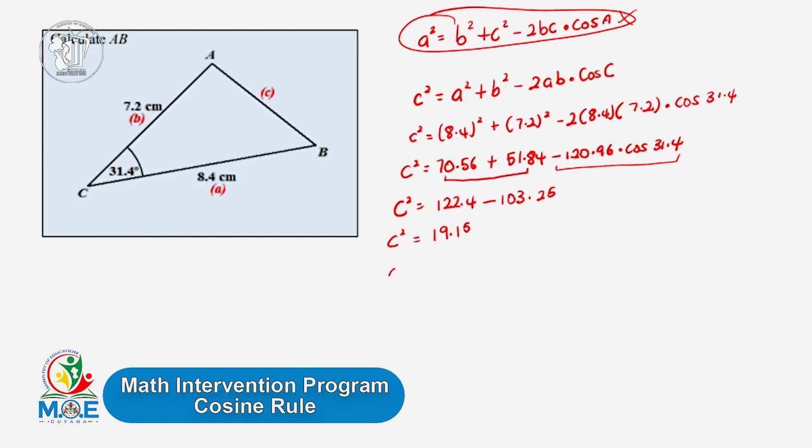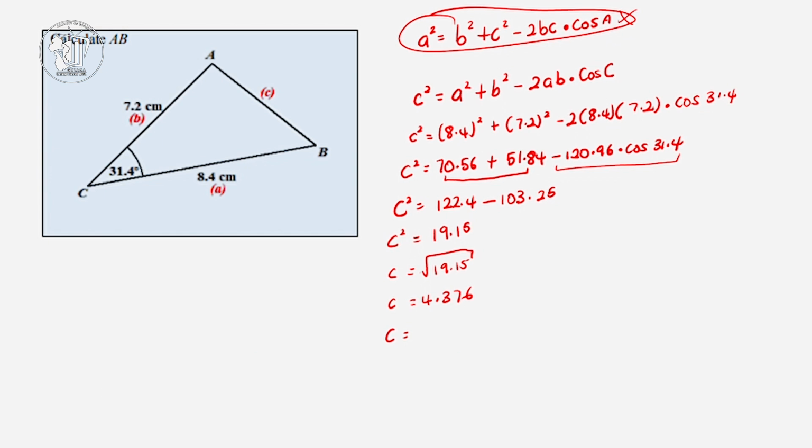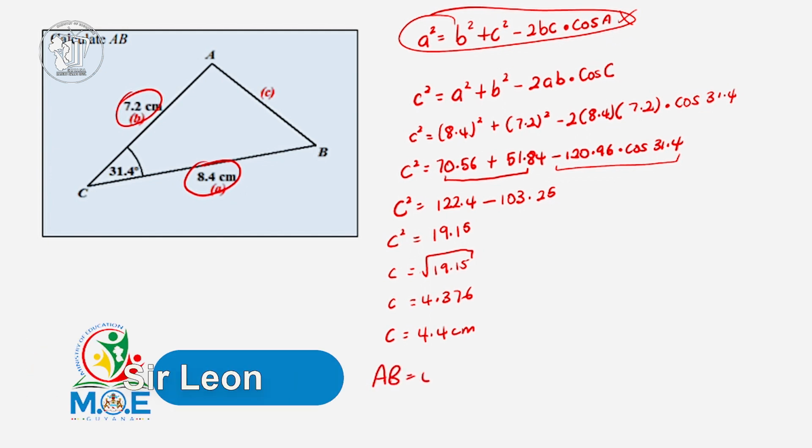So you want to find the value of c, so c would be equal to the square root of 19.15. So we take the square root of 19.15, and hence that would give us the value of 4.376. So c is equal to, we can round this off correct to 1 decimal place or 2 decimal places. Let's use 1 since all of the numbers are 1 decimal place. This will be 4.4 cm. So AB is equal to 4.4 cm.